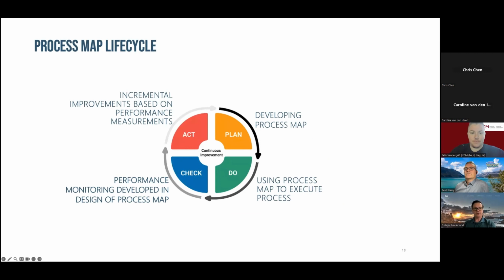And just another view, a very generalized view of what we think about as a continuous improvement cycle for process mapping through development, using the process map, monitoring performance in terms of how well that process is actually working with those KPIs, and then making incremental improvements, maybe once every few years, it may be once every year for a process that's used very frequently.